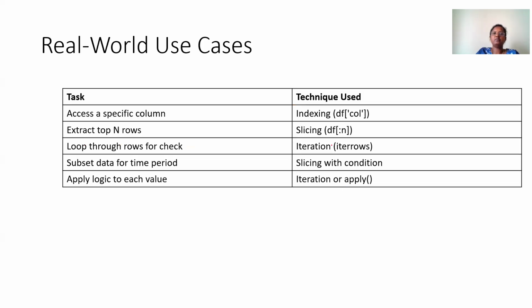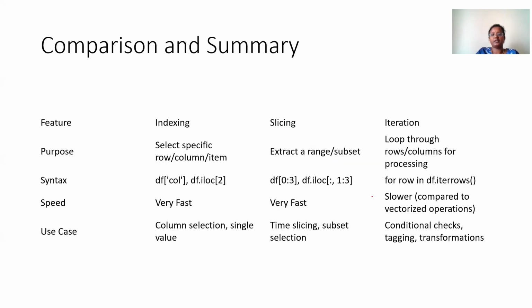And the real-world use cases of indexing, slicing, and iteration: to access a specific column, you can go with indexing. If you want to extract the top n rows, you can go with slicing. If you want to loop, then you can go with iteration over rows. To subset data for a particular time period, use slicing with a condition. Then to apply logic to each value, use iteration.